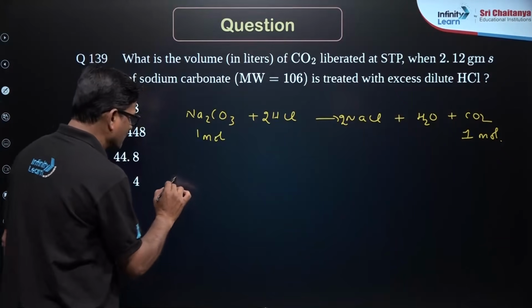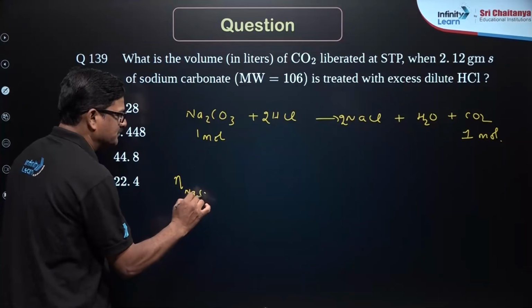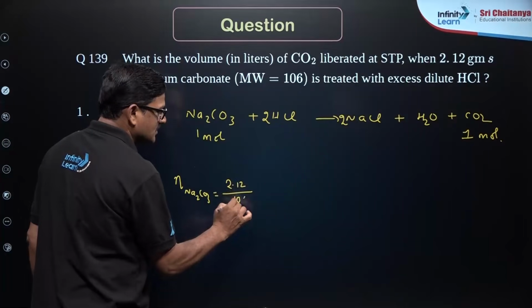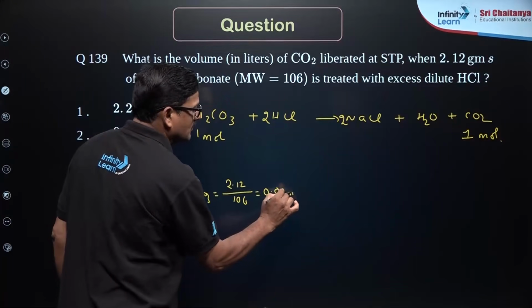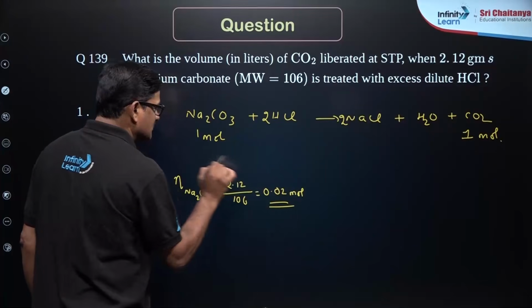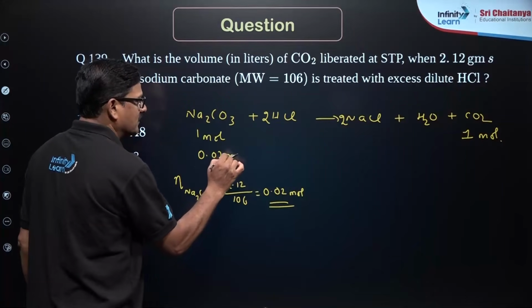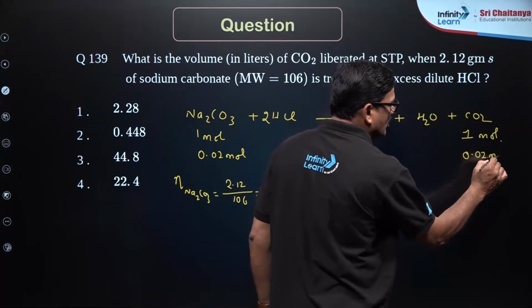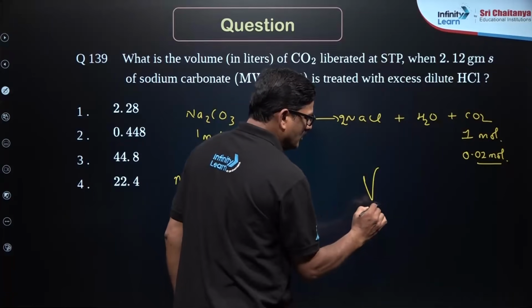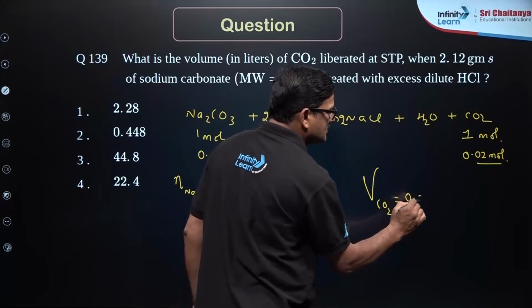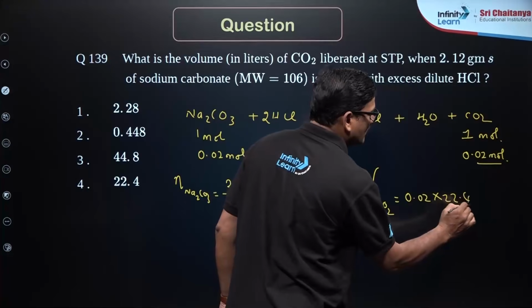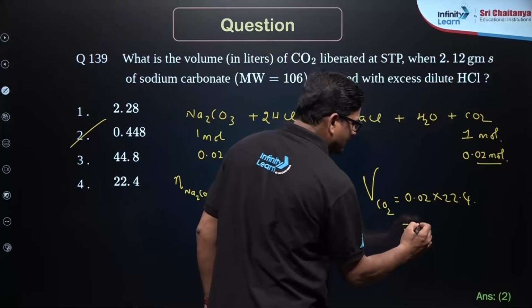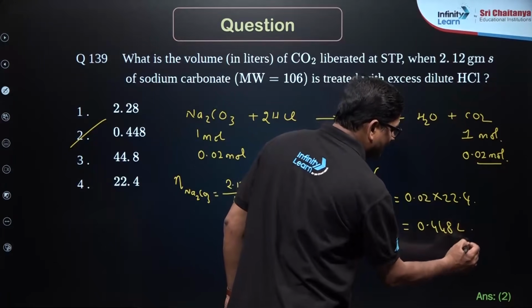So let's talk about the number of moles of sodium carbonate. It is going to be 2.12 upon 106, which is 0.02 mole. So according to this, 0.02 mole of sodium carbonate can give rise to 0.02 mole of carbon dioxide. Volume of carbon dioxide is equal to 0.02 into 22.4. So the answer for this question is going to be 0.448 liters at STP.